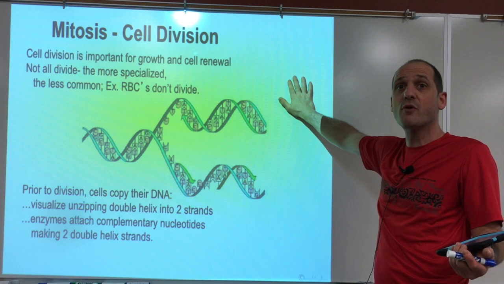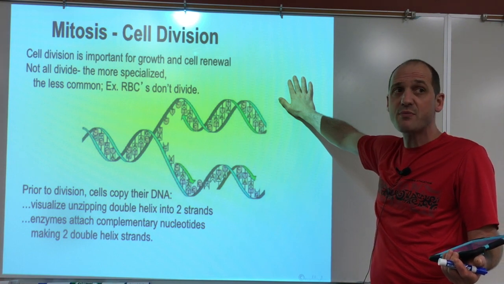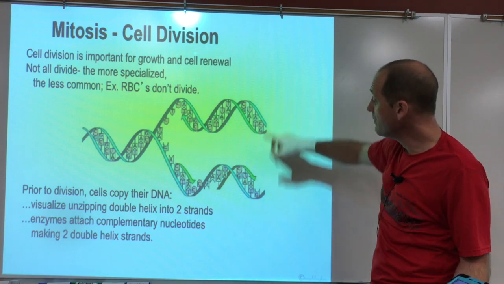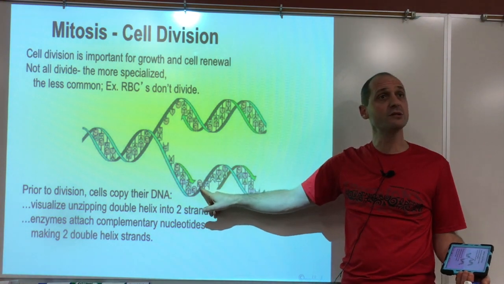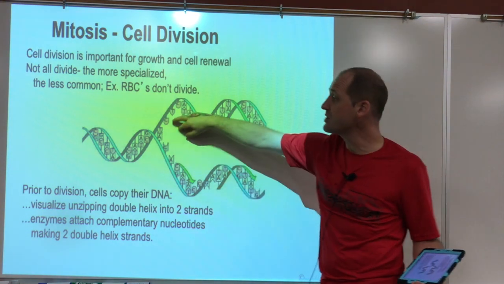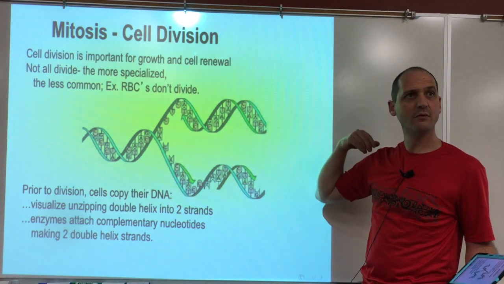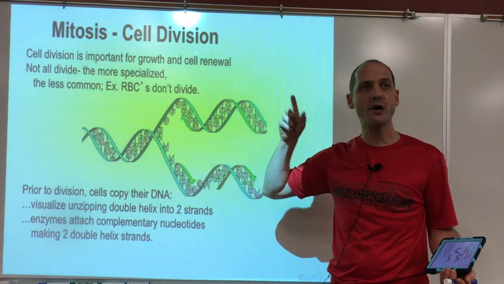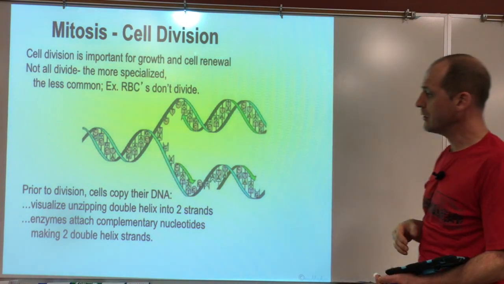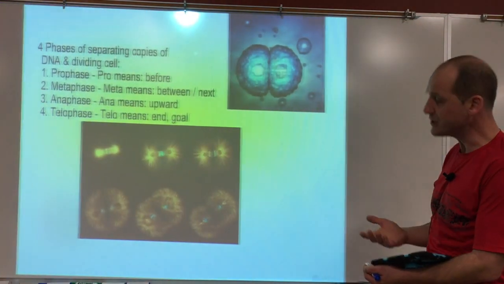As with making a copy for an RNA strand, we do the same thing, but now we copy both strands. So now we unzip one and then copy both and end up with two of the whole strand. Not RNA, now it's two DNAs. But it's a copy question again.